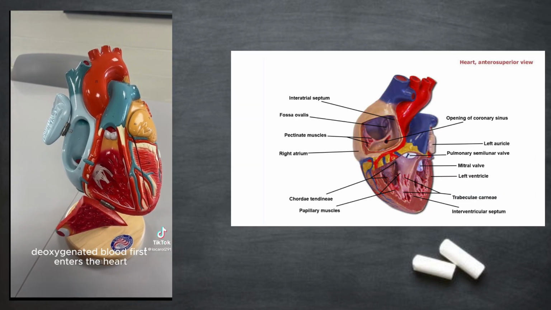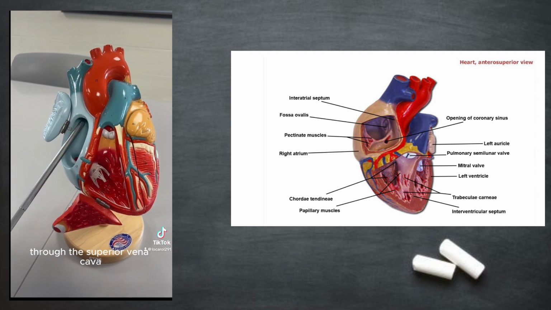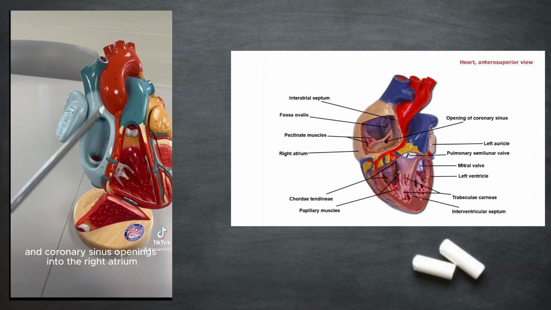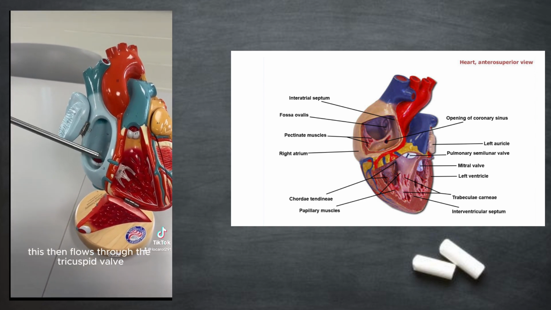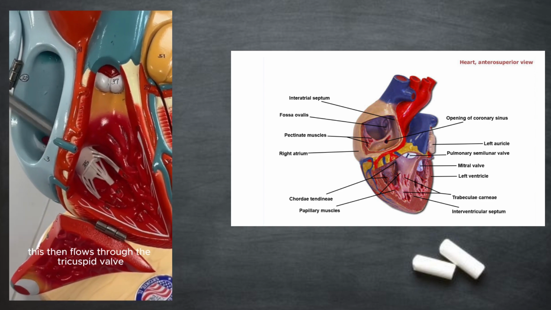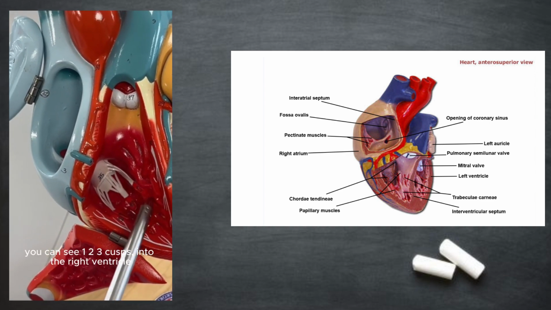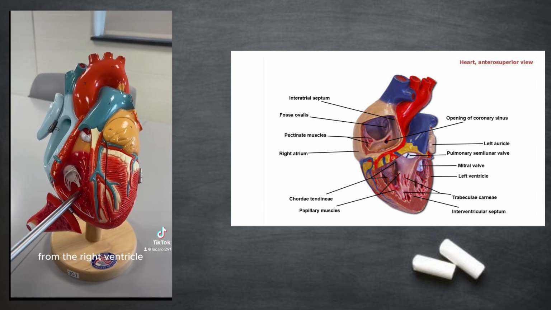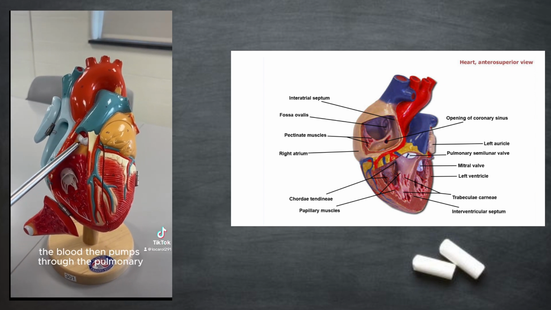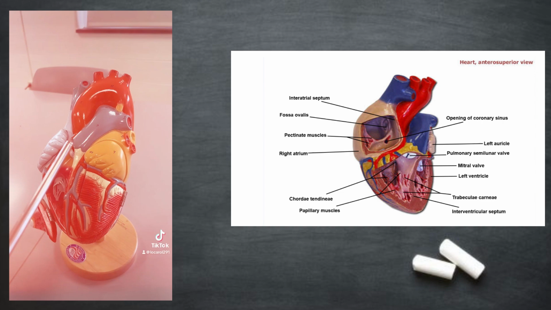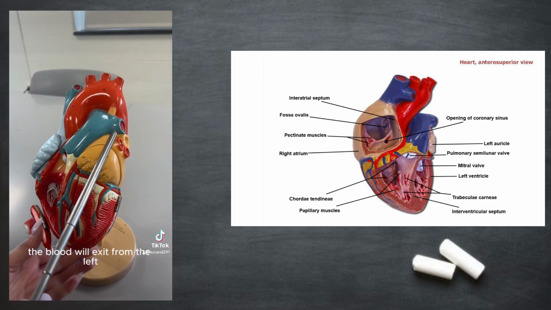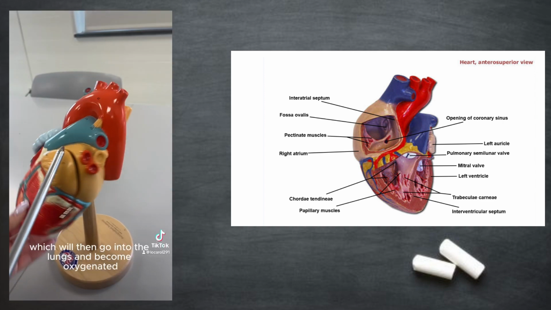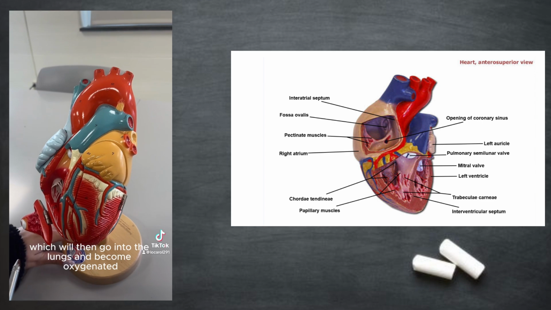Deoxygenated blood first enters the heart through the superior vena cava, the inferior vena cava, and coronary sinus openings into the right atrium. This then flows through the tricuspid valve. You can see 1, 2, 3 cusps into the right ventricle. From the right ventricle, the blood then pumps through the pulmonary semilunar valve. From the pulmonary trunk, the blood will exit from the left and right pulmonary arteries, which will then go into the lungs and become oxygenated.